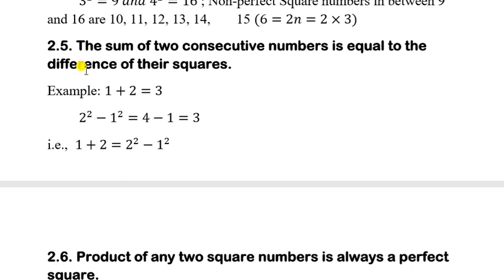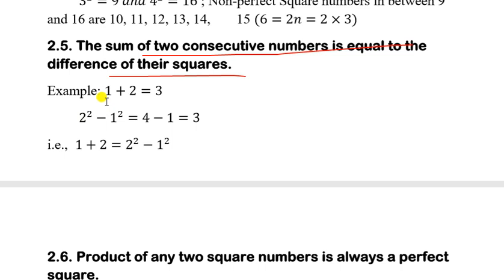Next property: the sum of two consecutive numbers is equal to the difference of their squares. How? See, consecutive numbers means continuously counting numbers. You can start from 5 also: 5, 6, 7.